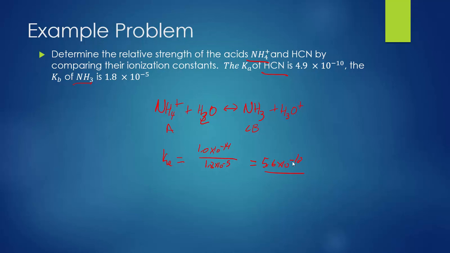And so it's a close thing. This is 4.9 times 10 to the negative 6 for HCN. This is 5.6 for NH4. So NH4+ is just a little bit stronger, not a lot, but about 0.07 times 10 to the negative 10th times more. So NH4+ is a slightly stronger acid than HCN.